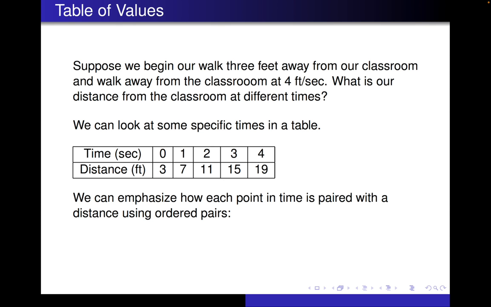Now we don't have to do that in a table. We can take the same data and express it as ordered pairs. So instead of having 0 and 3 in the same column, you can just say it's an ordered pair of (0, 3), with the understanding that the left number is time and the right number is distance. Then time equals 1, we get (1, 7), (2, 11), (3, 15), and then finally (4, 19). The exact same data, the exact same information, the exact same relationship, just expressed in a slightly different way.